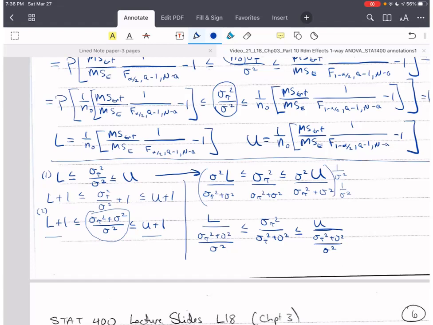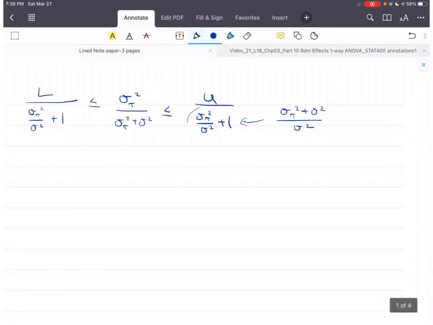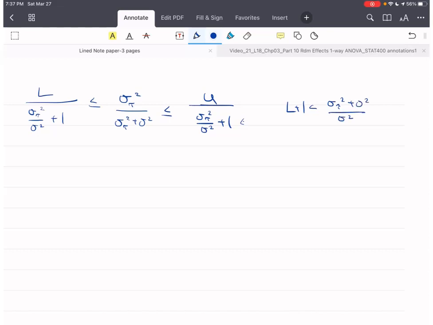So let me rewrite that here. So I have L plus 1, and then I have sigma tau squared plus sigma squared over sigma squared, which is U plus 1. And so that's sigma tau squared over sigma squared plus 1. Okay?